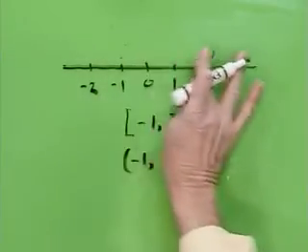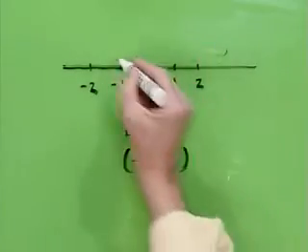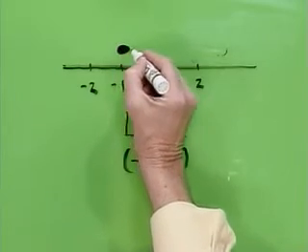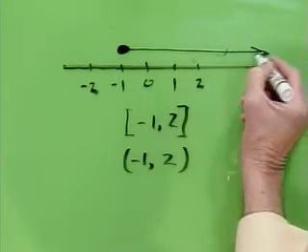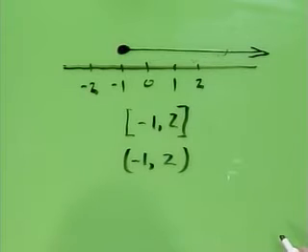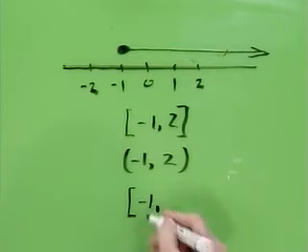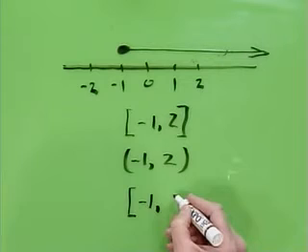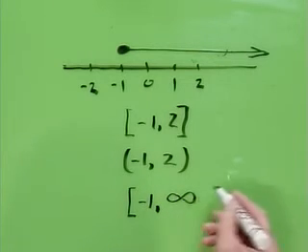One more possibility, what if we start at -1, say including -1, and we want to just keep on going? We just keep on going all the way out. How would I represent that using this sort of abbreviation? Stephen? A square bracket, -1, comma, infinity. Infinity, yeah. So it's going to go all the way out to infinity.